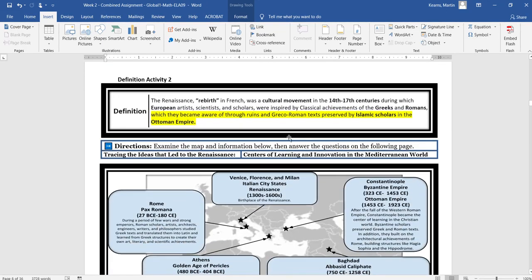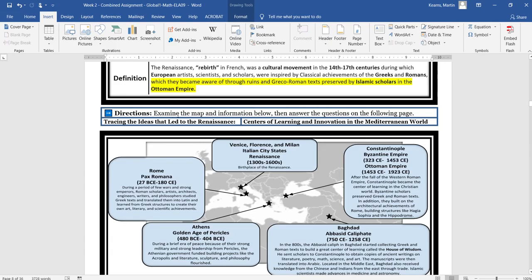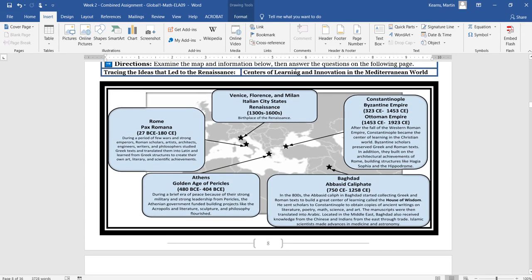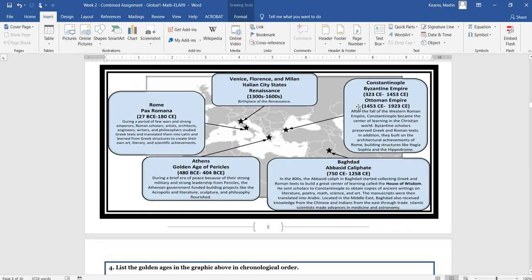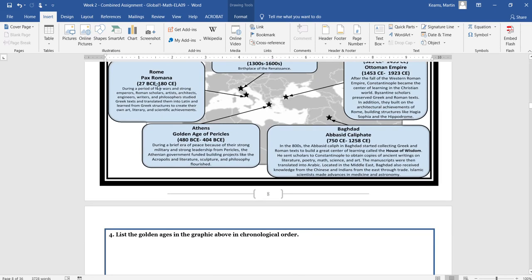Activity number 2, the directions say to examine the map and information below and then answer the questions on the following page, tracing the ideas that led to the Renaissance. Centers of learning and innovation in the Mediterranean world, all right? So each one of these bubbles points to a geographic location. For example, Venice, Florence, and Milan, Italian city-states, were the birthplace of the Renaissance. And it'll tell you what these other locations were known to have done during these time periods. And you can see the dates right there.